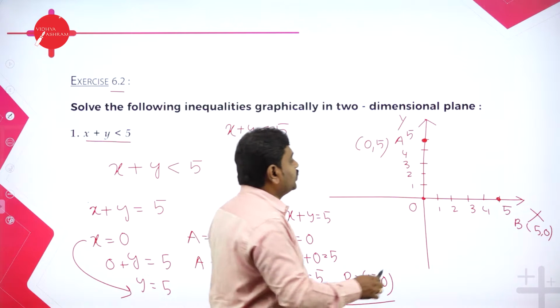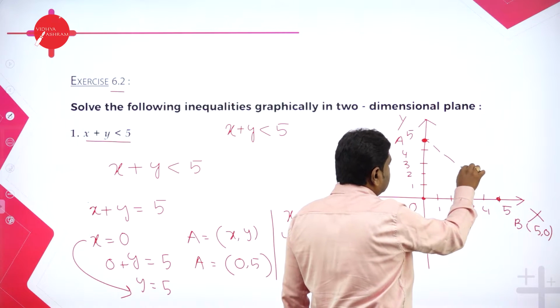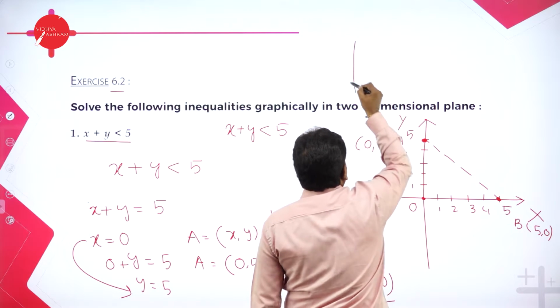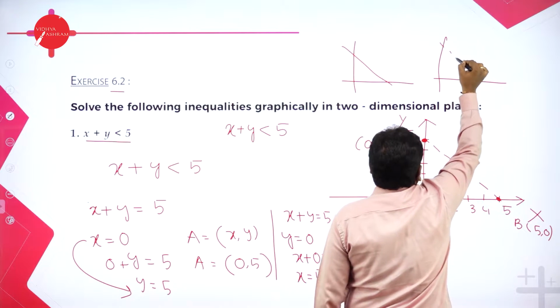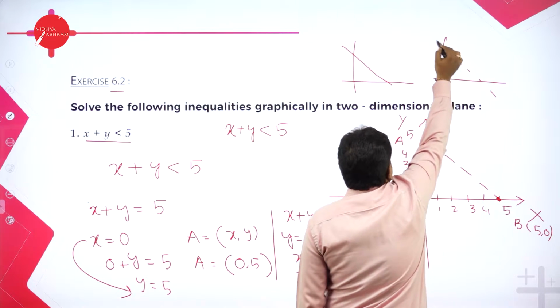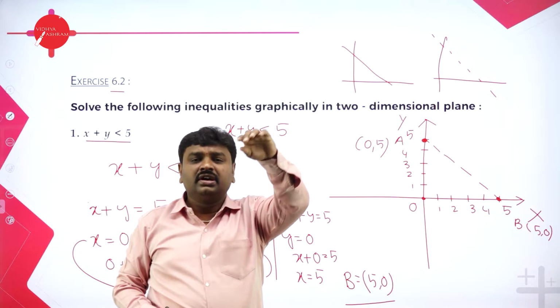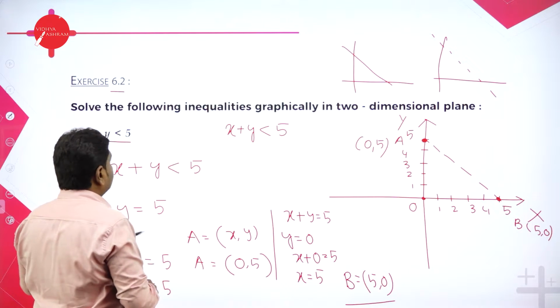So that's why I should draw a dotted line. I should draw what line? A dotted line, like this. I should not draw a continuous line like this. I should draw a dotted line because it is strictly less than. When we have strictly less than or strictly greater than, I should draw a dotted line. I have drawn it. Now I should shade.